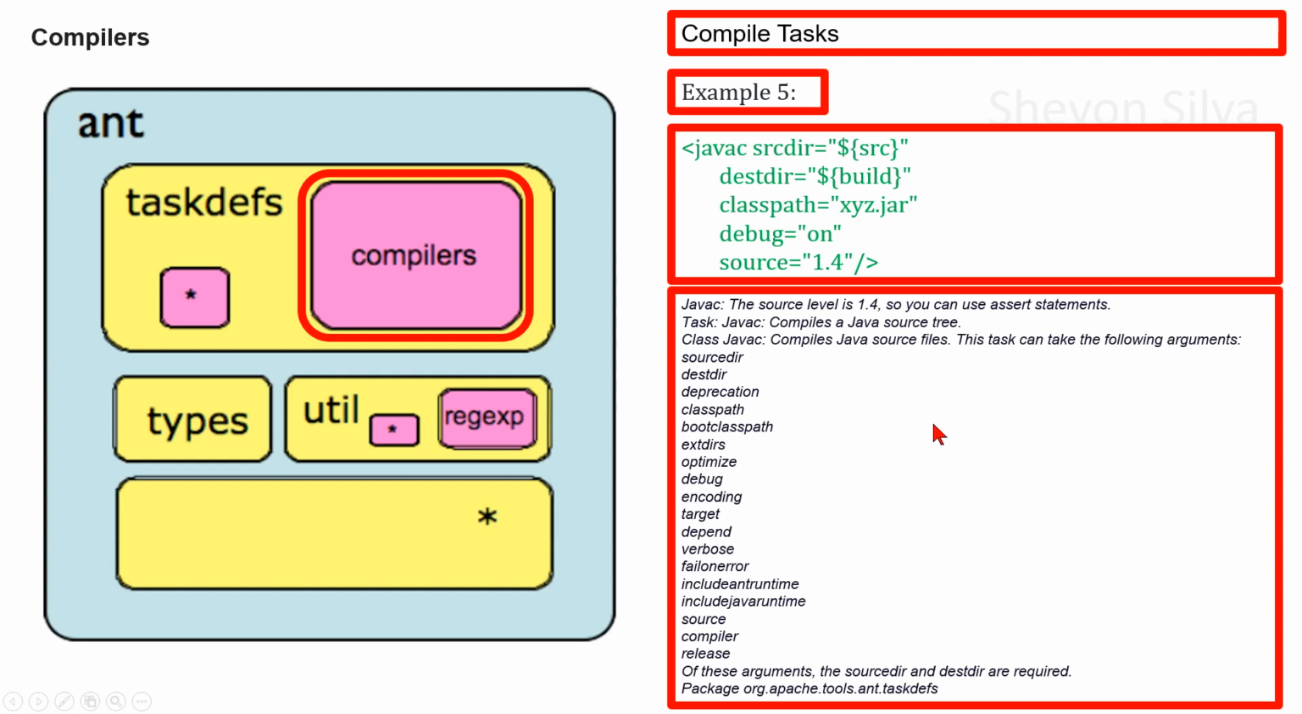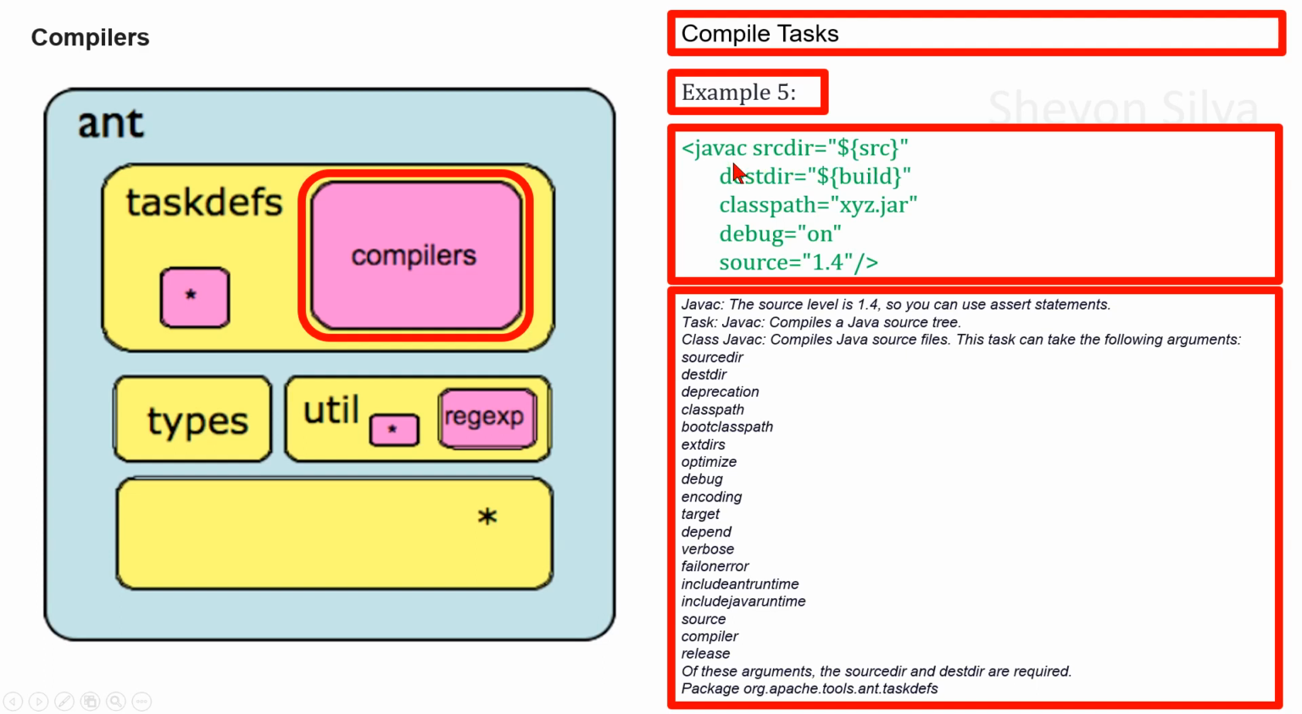Now we are considering Javac. The source level is 1.4, so you can use assert statements. Task Javac compiles a Java source tree. With regard to the API, class Javac compiles Java source files.